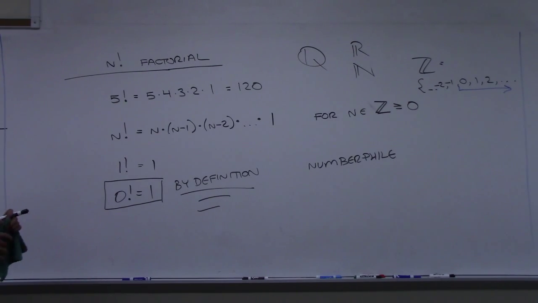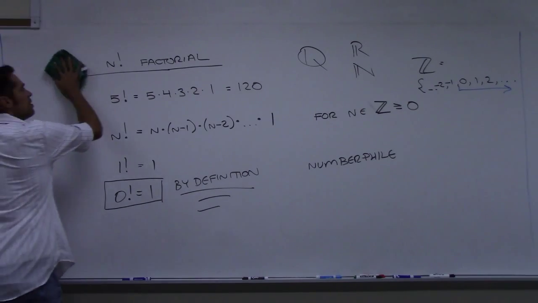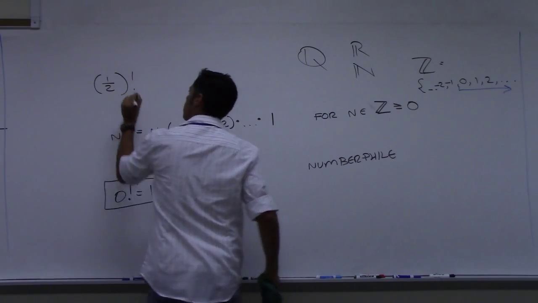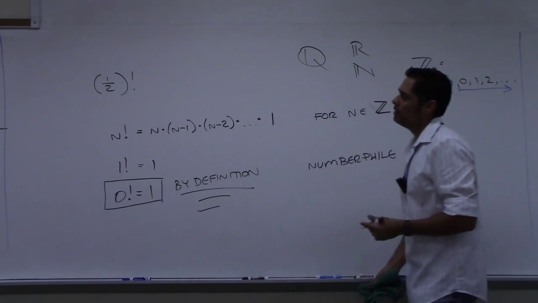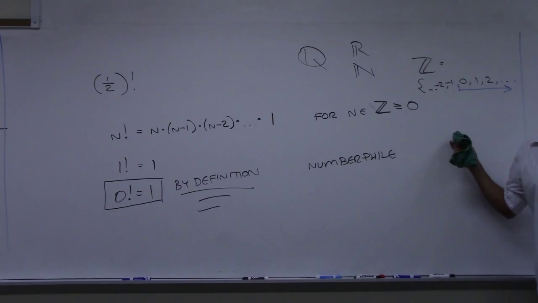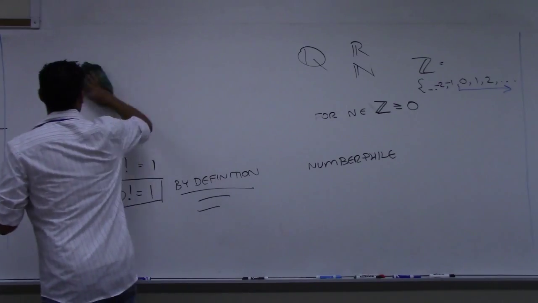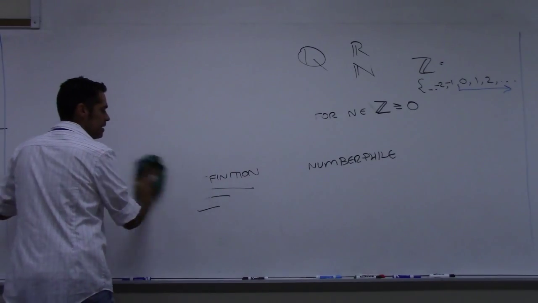I don't think I have enough time to get into some of the properties of this. Would it make any sense to try and do 1/2 factorial? According to the definition, I shouldn't be able to. But there is, and it's a more complicated function we're not going to get into. Numberphile does talk about that, so they get into it pretty deep.